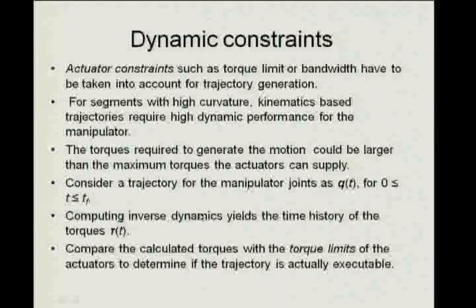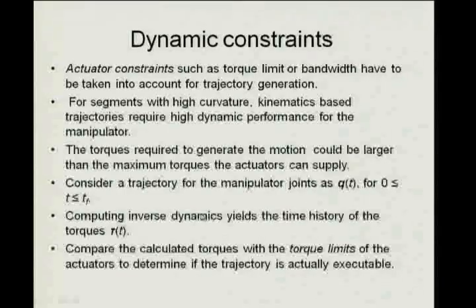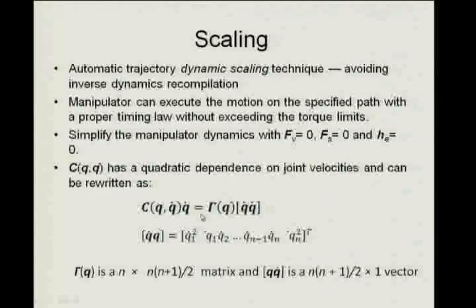So, we can do inverse dynamics given q(t). For each joint we have the data. So, we can do inverse dynamics and I will get the torque history. Then once I have the torque history, I compare the torques with the torque limits and determine if the trajectory is actually possible. Okay, now it may not be possible. So, what do I do? Obviously, I can generate another trajectory.